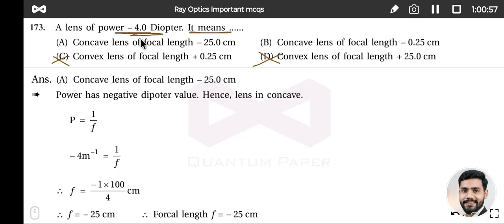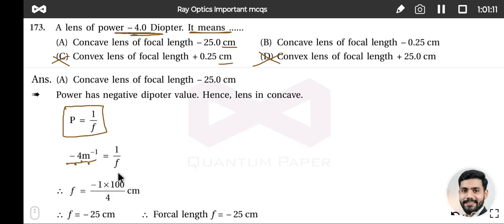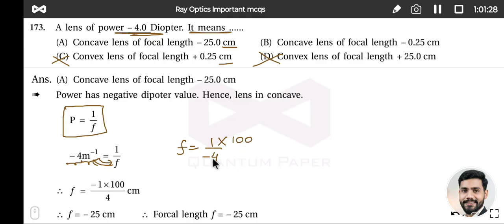Now we have to find the focal length. We have the formula P = 1/F. Power is given as -4, and the unit is diopter, meaning meter inverse, but we want the answer in centimeter. So F = 1/(-4), and to convert into centimeter we multiply by 100, so 100 by 4, which is -25 centimeter. So the correct answer is A, concave lens of focal length -25 centimeter. Look at the next question.